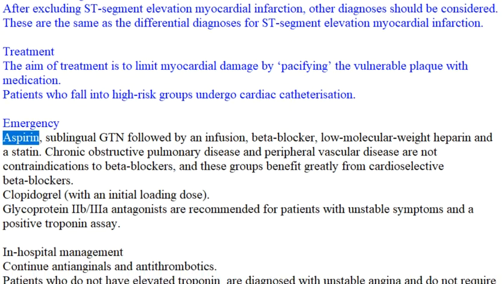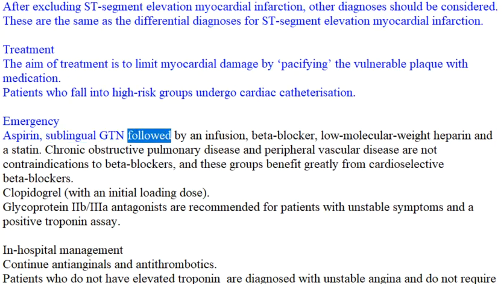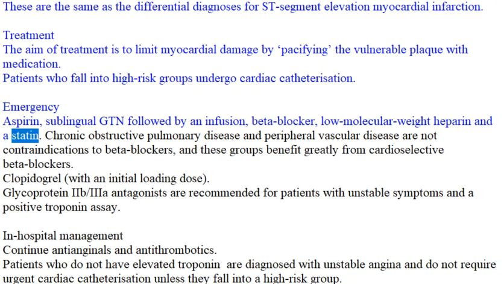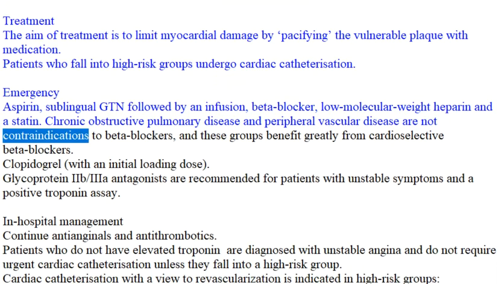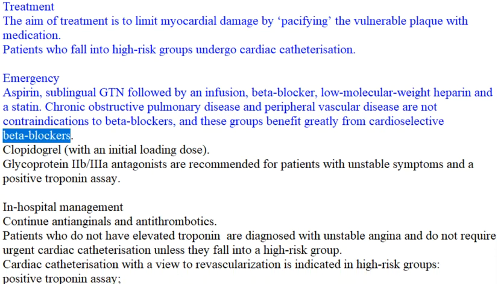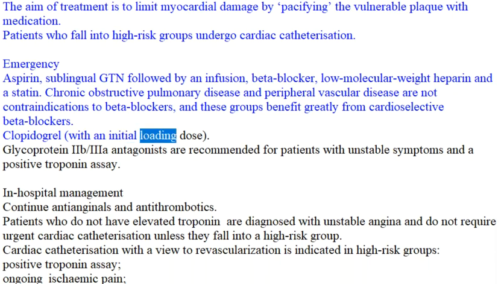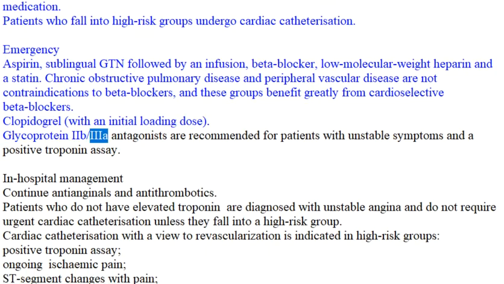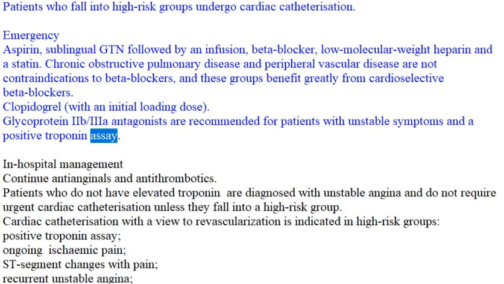Emergency. Aspirin, sublingual GTN followed by an infusion, beta blocker, low molecular weight heparin and a statin. Chronic obstructive pulmonary disease and peripheral vascular disease are not contraindications to beta blockers, and these groups benefit greatly from cardioselective beta blockers. Clopidogrel, with an initial loading dose. Glycoprotein IIb/IIIa antagonists are recommended for patients with unstable symptoms and a positive troponin assay.